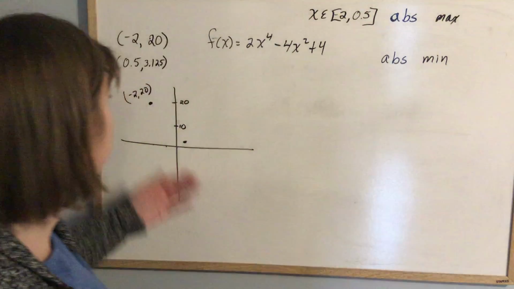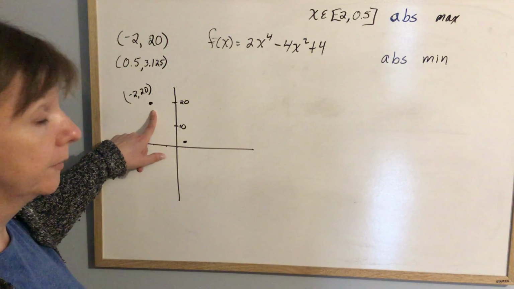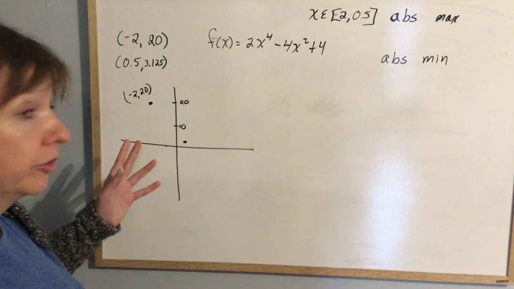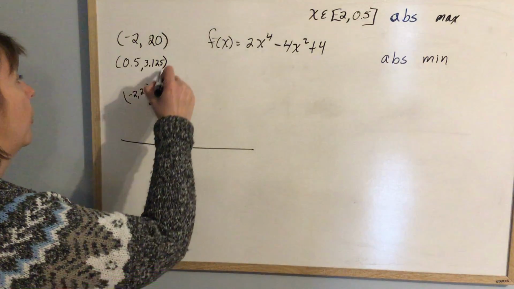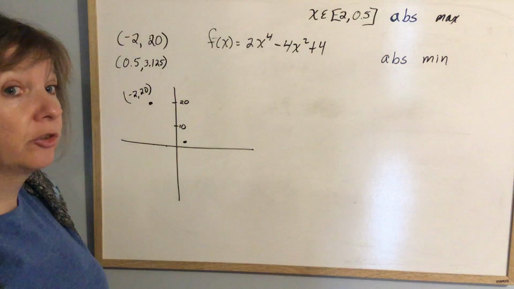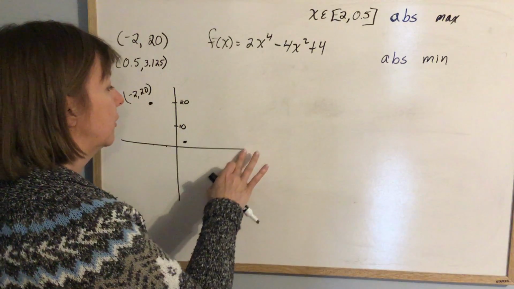So that might be the absolute highest the graph goes. I'm not sure. That might be the absolute lowest that the graph goes. I'm not sure. Because I don't know, does the graph go way up here and then come back down? Does the graph go way down here and then come back down? I'm not sure what it does. So that's why I need those critical numbers.